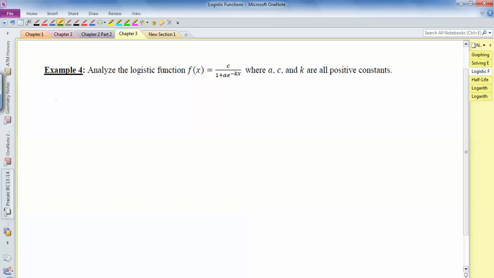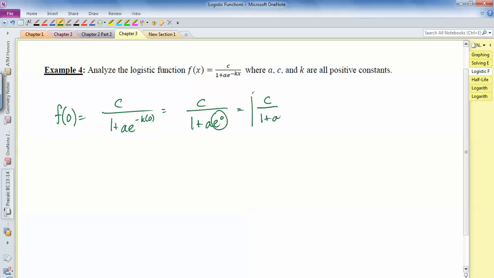Let's talk about if f of x was a population and x was time. One of the questions often is, what's the initial population? So that would be, what's f of 0? If we plug in 0, we get c over 1 plus a e to the negative k times 0. That turns into c over 1 plus a e to the 0, and e to the 0 is just 1. So this turns into c over 1 plus a.